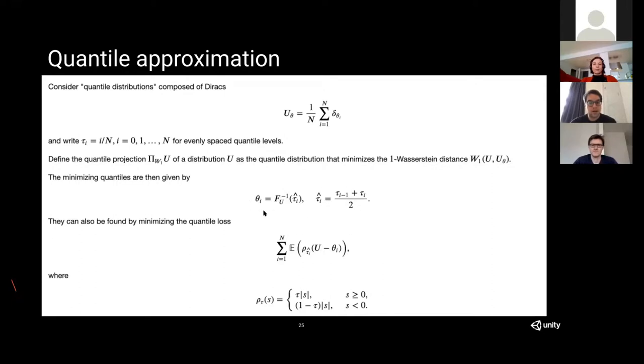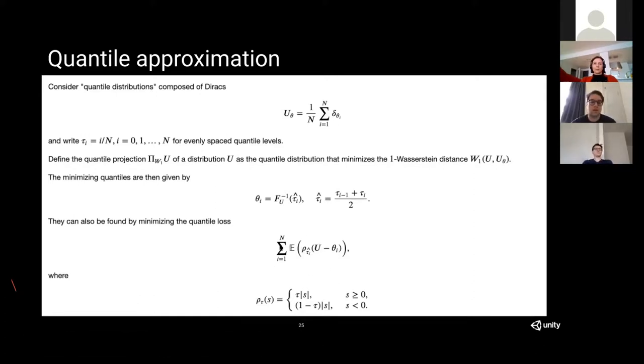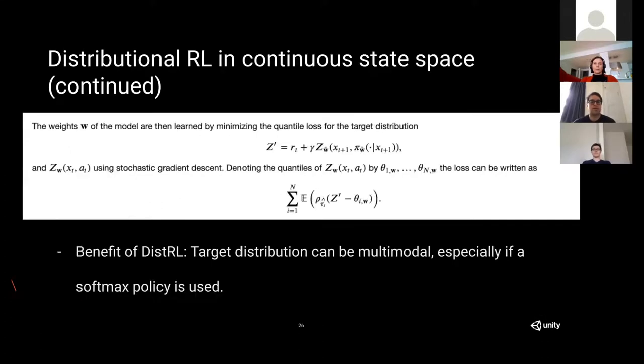But what we need is a loss that we can minimize with stochastic gradient descent, and a suitable loss is actually this kind of quantile loss. Minimizing this will lead to these very same quantile locations. So that's very handy. What is in here? This is an asymmetric loss. Depending on the quantile where we are looking at it, it treats over and under estimation differently depending on that quantile. So basically that's a loss that we can use for our gradient descent.